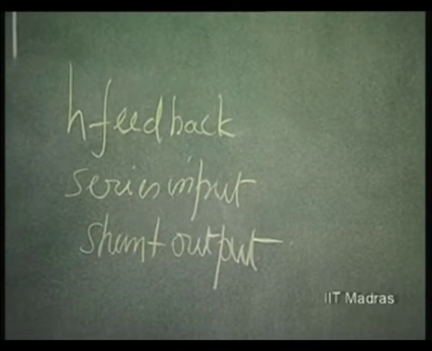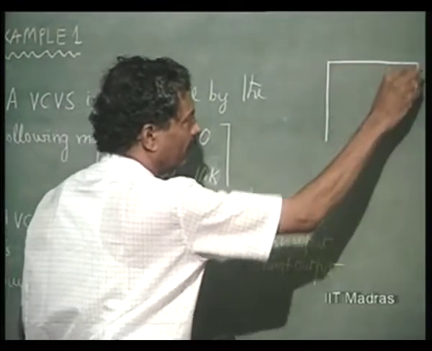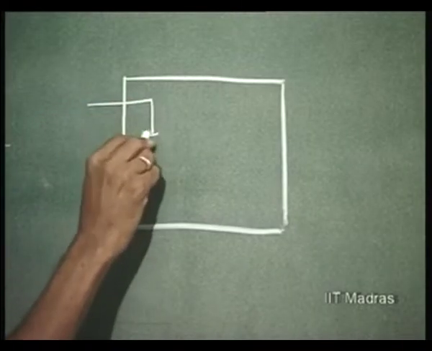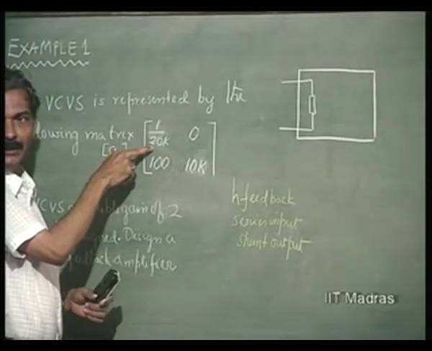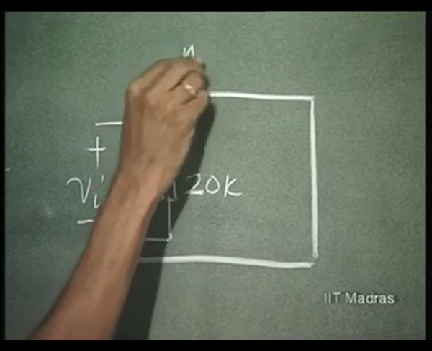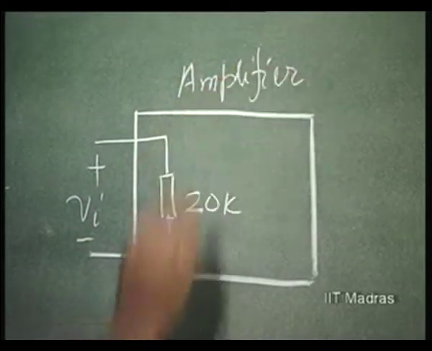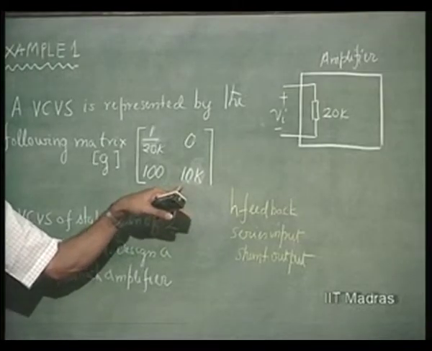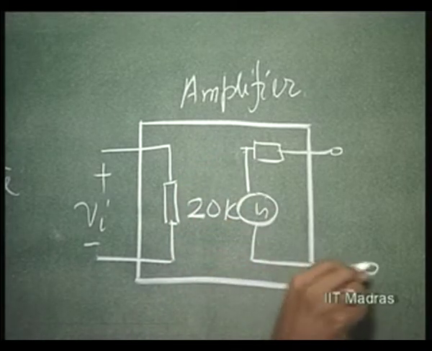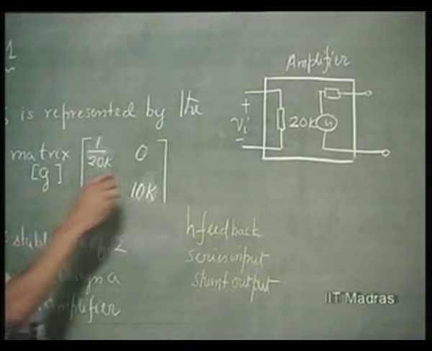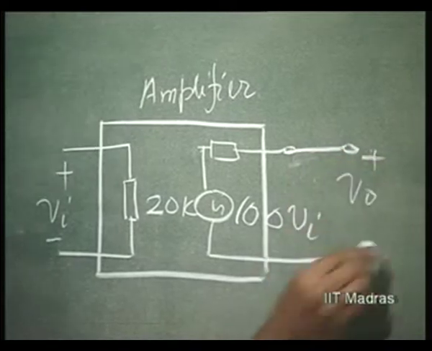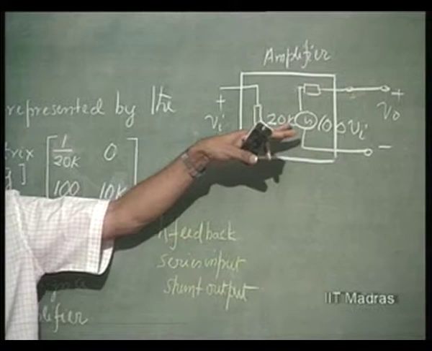Which means, let us consider that this is my amplifier. I am going to put it down in terms of the actual equivalent circuit now. 20k is the input resistance. This is the amplifier. 10K is the output resistance, and it is represented as a voltage source, and the open circuit voltage gain, when you are not loading the output, is 100. So, this is 100 times Vi. This is the equivalent circuit representation, which you very well know.